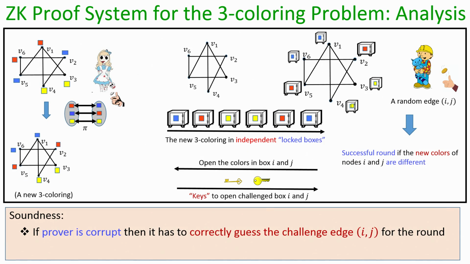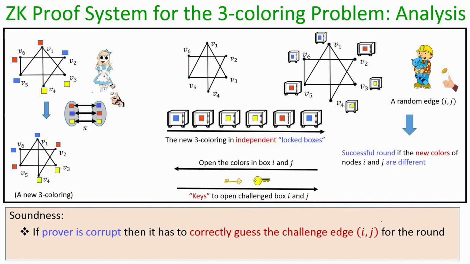Now, let us consider the soundness property. Remember, for the soundness property we have to consider the case when the prover is corrupt, in the sense that either the graph is not 3 colorable, or it might be the case that the graph is 3 colorable, but Alice does not know what exactly is the 3 coloring of the original graph. For simplicity and without loss of generality, assume that the graph is not 3 colorable. Now let us analyze what is the probability that any round is successful with respect to a potentially corrupt Alice, for a graph which is not 3 colorable.